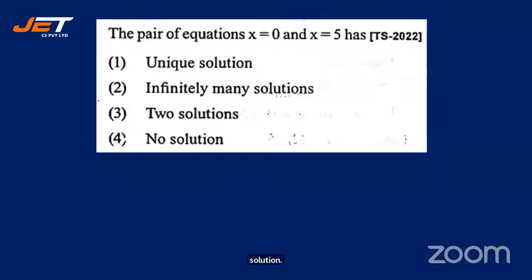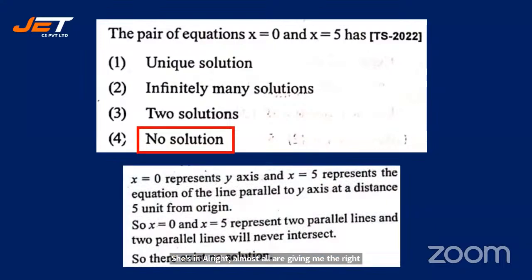The pair of equations x is 0 and x is 5 has dash. Does it have unique solution, infinitely many solutions, two solutions or no solution? Yes. So quickly do it and give me the answer for this question. Let me before that check the chat box. Okay, Agnivesh, Gayatri, Sai Vardhan, Chetan Kumar. All right, almost all are giving me the right answer as fourth one, no solution.